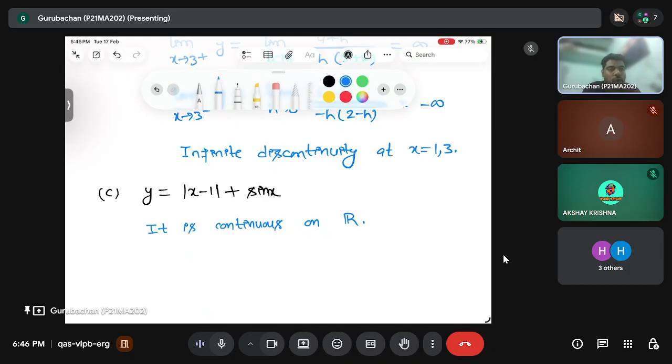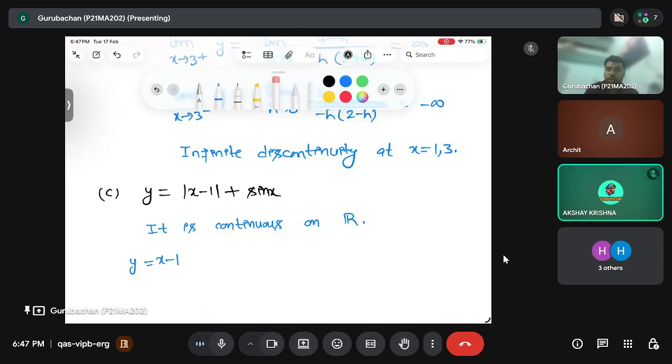Recall algebra of continuous functions. When f and g are continuous on the same domain, then their addition, scalar multiplication, their division, but the division should be meaningful, their power function or composition of functions, if they are meaningful, then these all are continuous. So here you know that x minus 1 is a straight line.